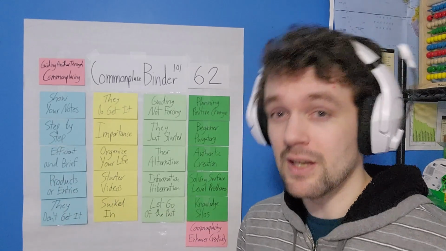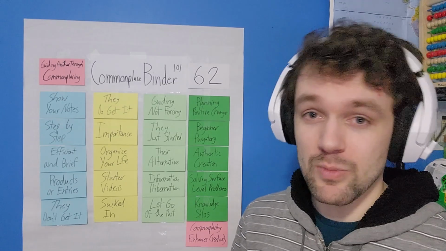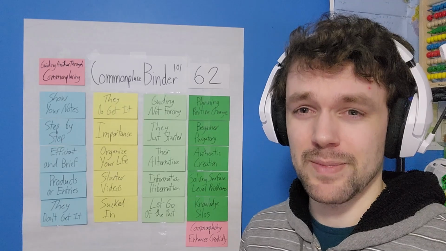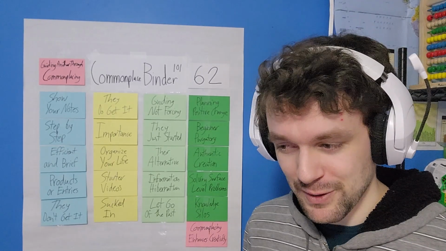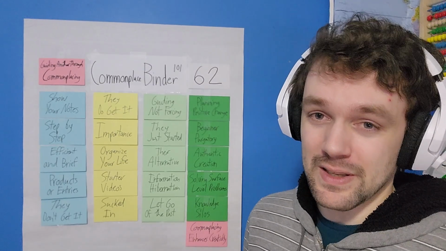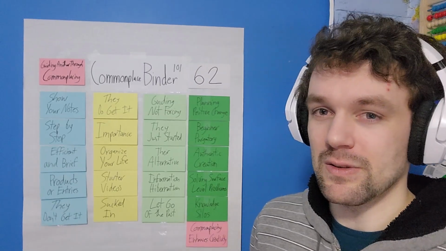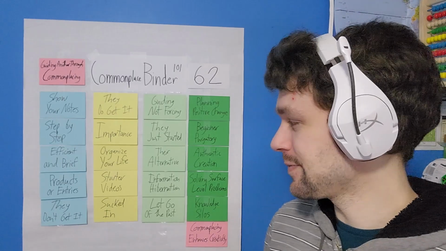Products or entries. So maybe the thing to do is just buy more products or make more entries. Well, I mean, you do kind of need some products to make the thing. Like if you don't have a binder, it's kind of difficult to have a Commonplace binder. You know what I mean? But you don't necessarily need to buy all the fanciest stuff. You just need a writing utensil. And if you don't have a writing utensil, it's going to be a little difficult to write the things down.